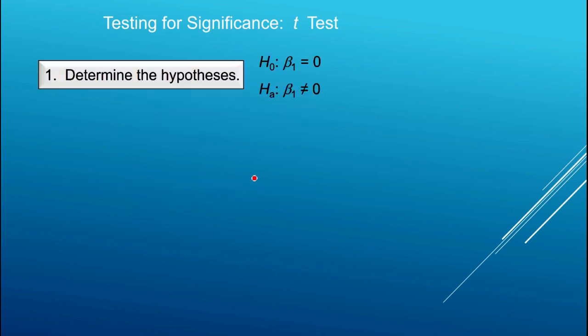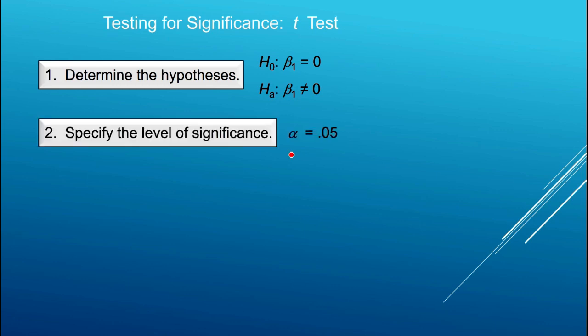Okay, so just step by step, our 5 steps. We've already determined the null and alternative hypothesis. We talked about that on the previous slide. But I just want to show you all the steps because I've been doing this 5-step procedure for you all throughout the whole course. Step 2, determine the level of significance.